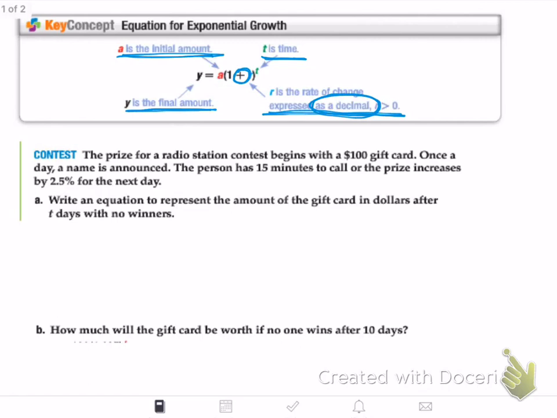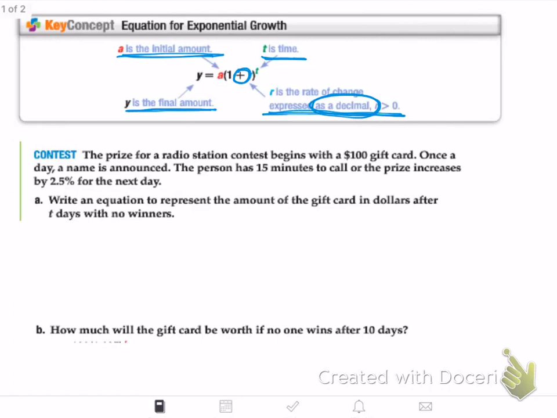So let's read through this word problem together. It says the prize for a radio station contest begins with a $100 gift card. Once a day, a name is announced. The person has 15 minutes to call, or the prize increases by 2.5% for the next day. Write an equation to represent the amount of the gift card in dollars after T days with no winners.